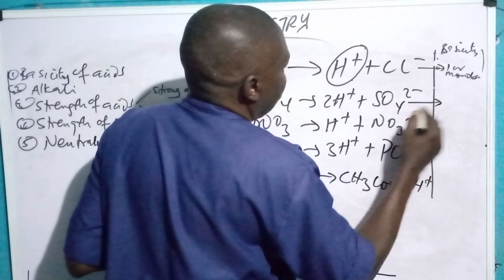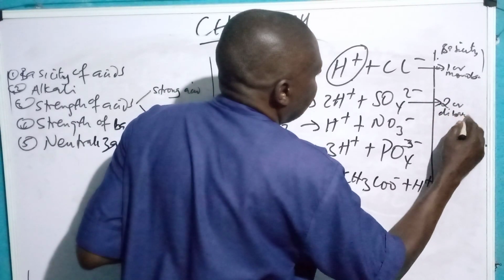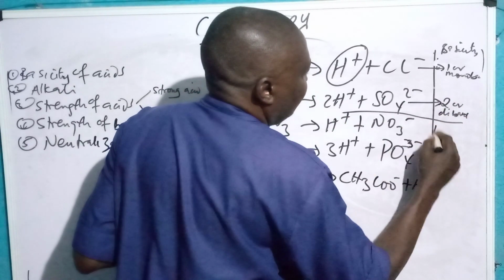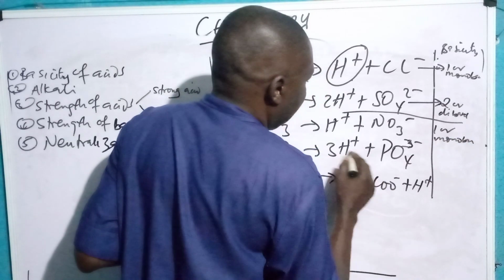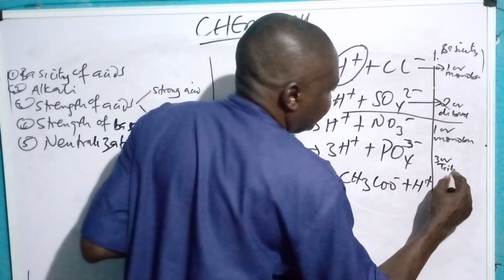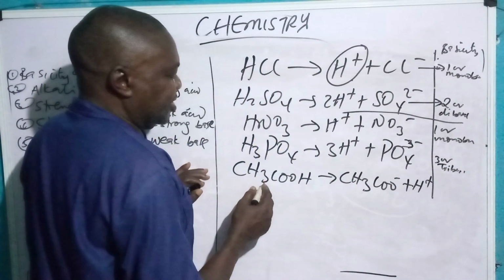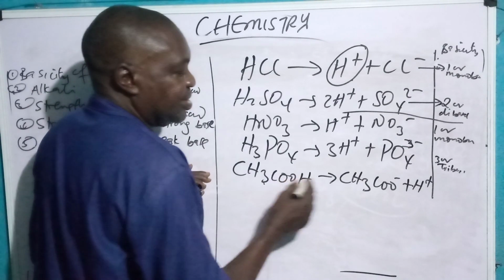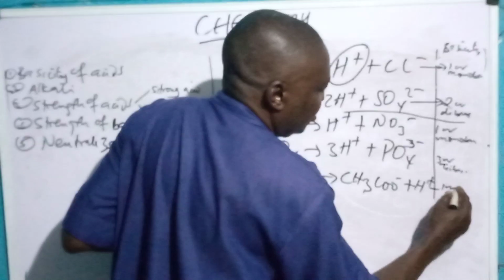Here you have 2, or dibasic. Here you have 1, or monobasic. Here you have 3, or tribasic. Here you have 1. Remember, even though there are 4 hydrogen here, only 1 will ionize. Many will remain as unionized molecules. So here you have 1, or monobasic.